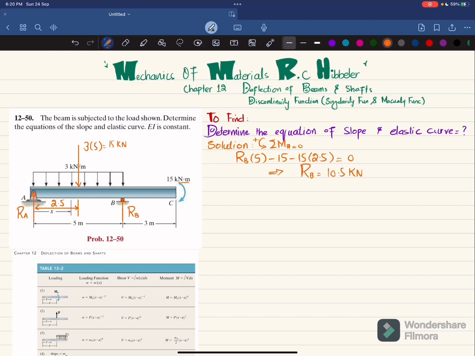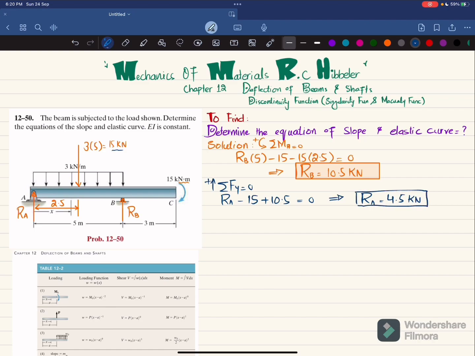kilonewton. Now that you have this RB, you can find this RA by using the equation of equilibrium, that the sum of all forces along the y direction must be equal to 0, and upward force is taken as positive. So RA, which is acting upwards, will be positive, minus this 15 kilonewton, which is downward, plus RB, which is 10.5, is equal to 0. So from here you will get RA equal to 4.5 kilonewton.